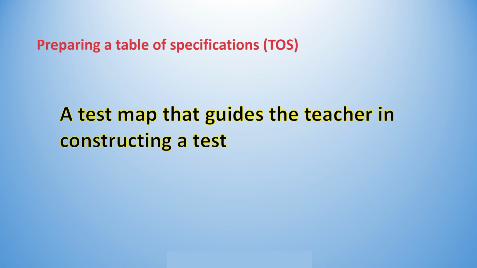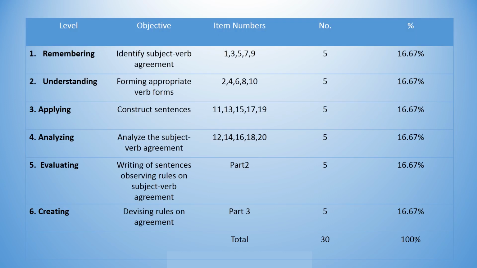This is a sample TOS format. The first column contains the levels. The second column has the test objectives. The third column has the item numbers. The fourth column has total numbers for every level. And the last column contains the rate of each level. There should be a proper distribution of items in order to ensure the quality of the assessment.